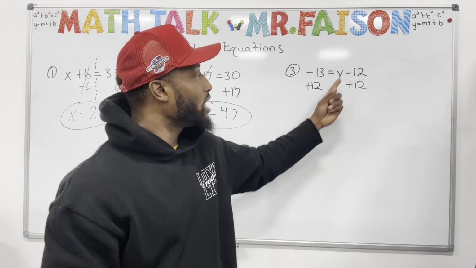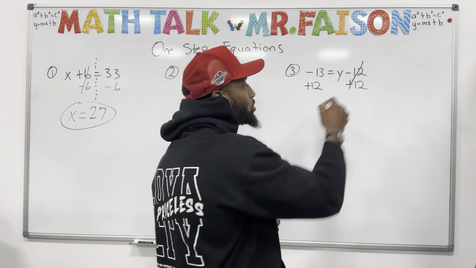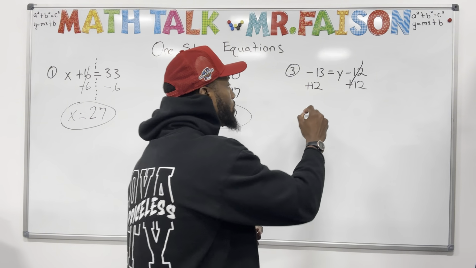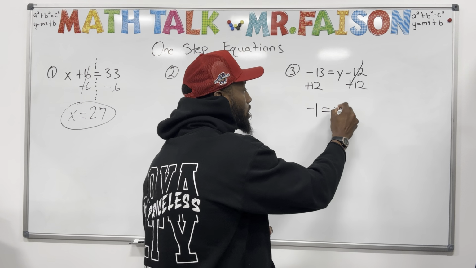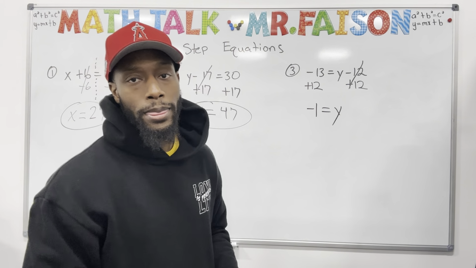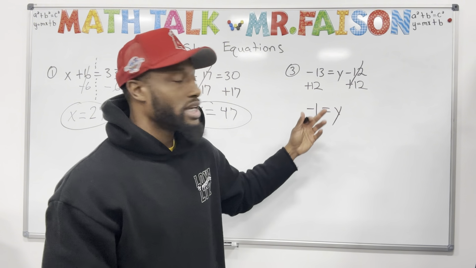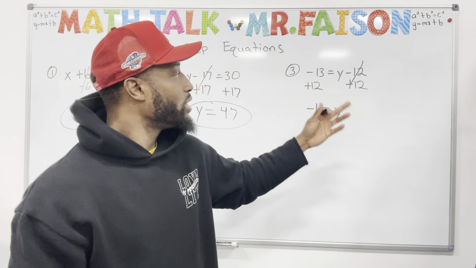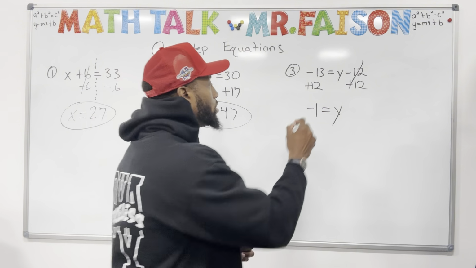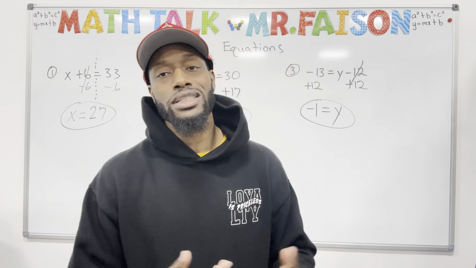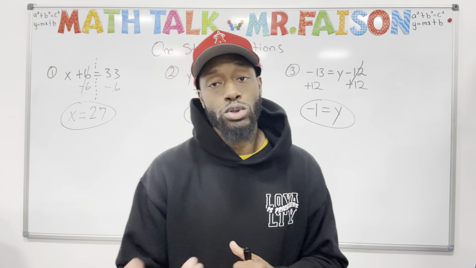So what happens? Negative 12 plus 12 is 0, so it cancels out. That's what we want. So negative 13 plus 12 is going to give me a negative 1. And they're saying that's equal to y. Now, if I went back and I put this in, negative 1 wherever I see a y, and I did negative 1 minus 12, it would give me negative 13. So that's my answer. So that's us doing addition and subtraction. Let's see what it looks like when we do multiplication and division.